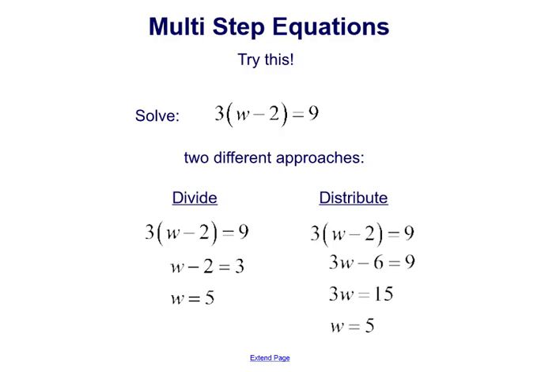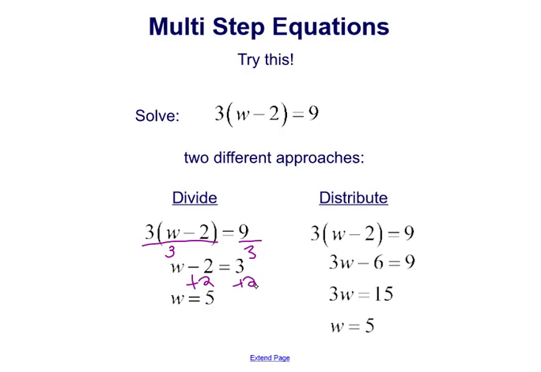So you have two different approaches here. We were talking about the distributive property, but you also can divide by that number on the outside in this specific equation because there's no other terms affecting the 3 times w minus 2. It's a product. So you could divide by 3 on both sides and get w minus 2 equals 3. And then if we add 2, we get w equals 5. But you could also distribute.